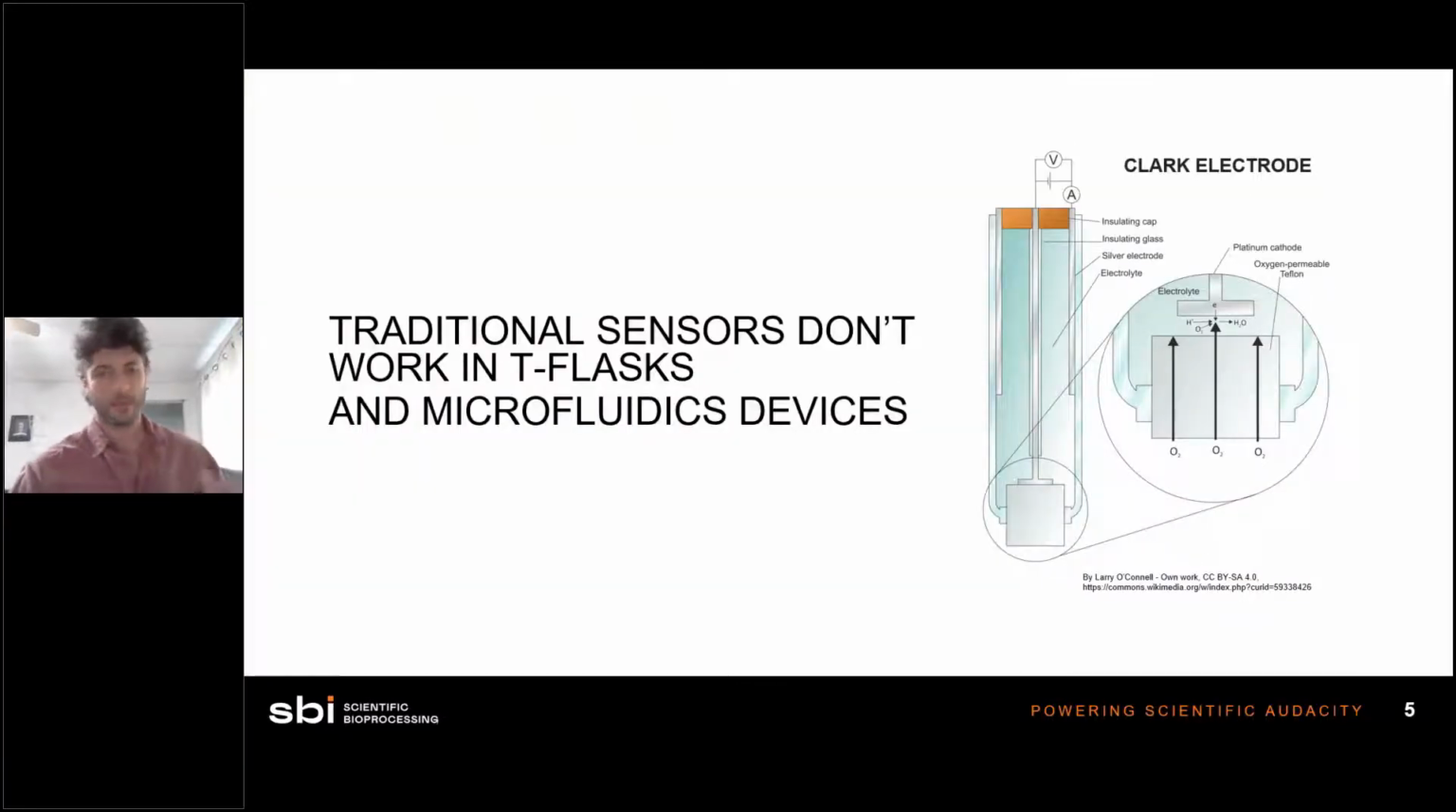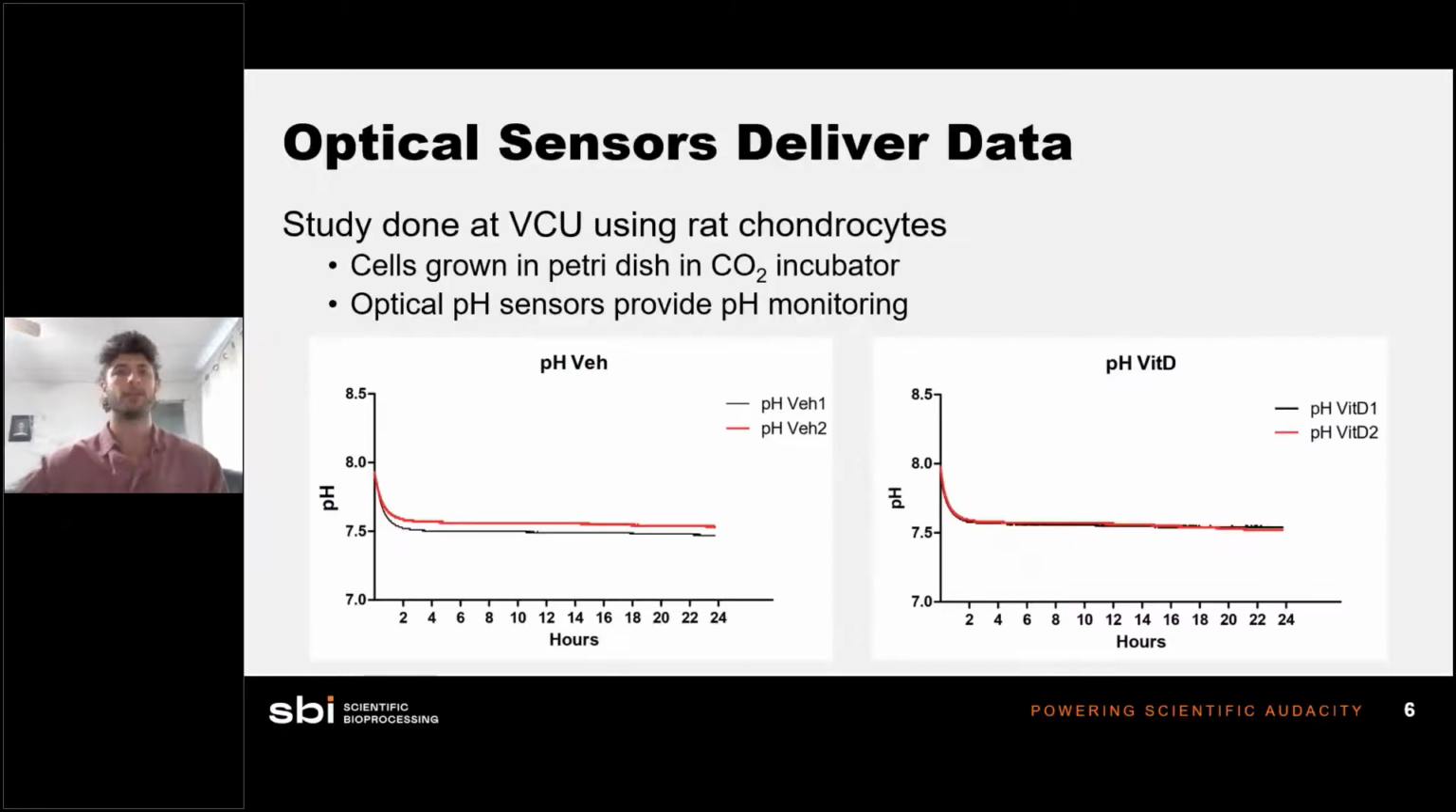So where do optical sensors fit in? Typical electrochemical probes just really don't work when we're talking about small culture devices like T-flasks, petri dishes, shake flasks, and also microfluidics devices. Optical sensors can be used in these small culture vessels where previously we could not do real-time inline sensing. What we see here is a little bit of data collected using optical sensors in petri dishes. These are petri dishes growing cells in CO2 incubators. Here we can see real-time pH monitoring for the duration of this run, something that you could not do before.